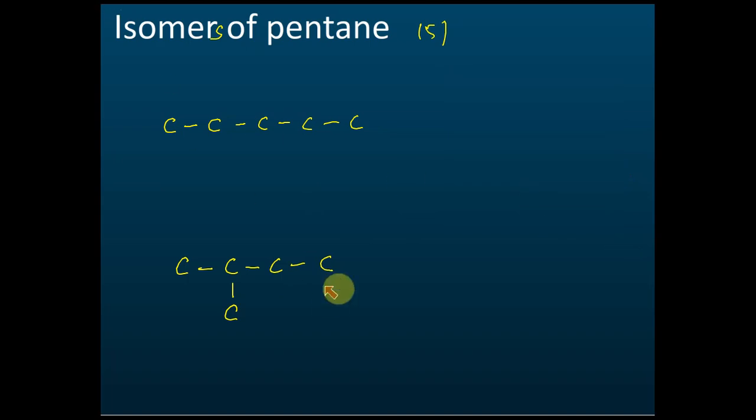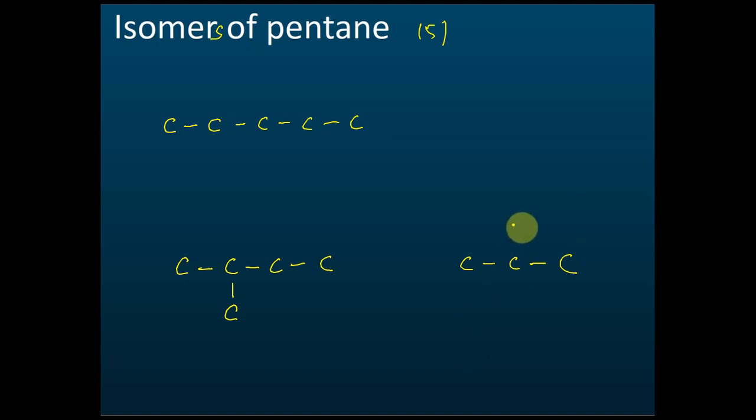Now, if we try our best but still can't find any new isomers that have four carbons in the longest chain, then we proceed to the one that has only three carbons as the longest chain. Since pentane has five carbons, this one only three, so it must have two branches. Remember, you can't put the branch at the first or the last carbon. The branch cannot attach to the first or the last carbon, or else it will become part of the longest chain, right? So cannot. So erase it.